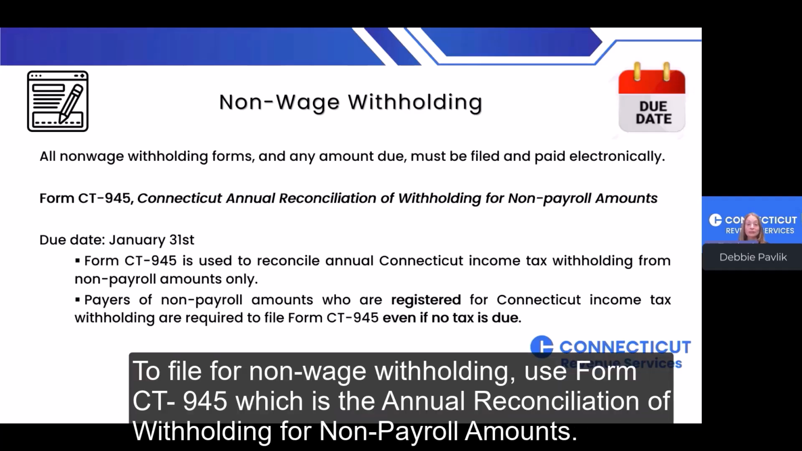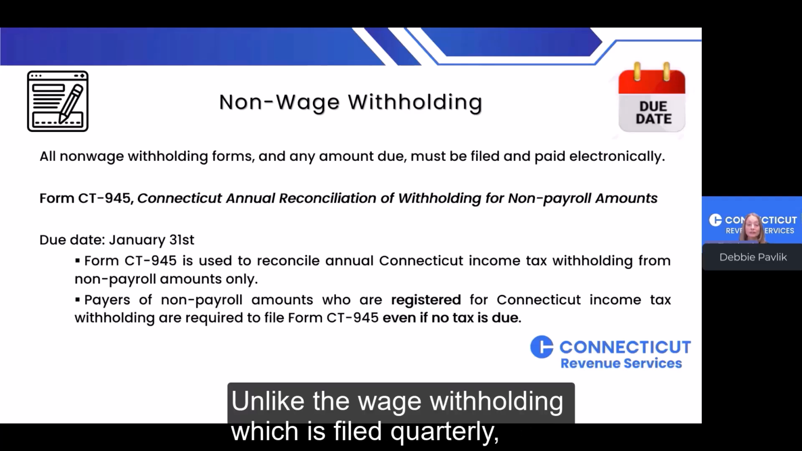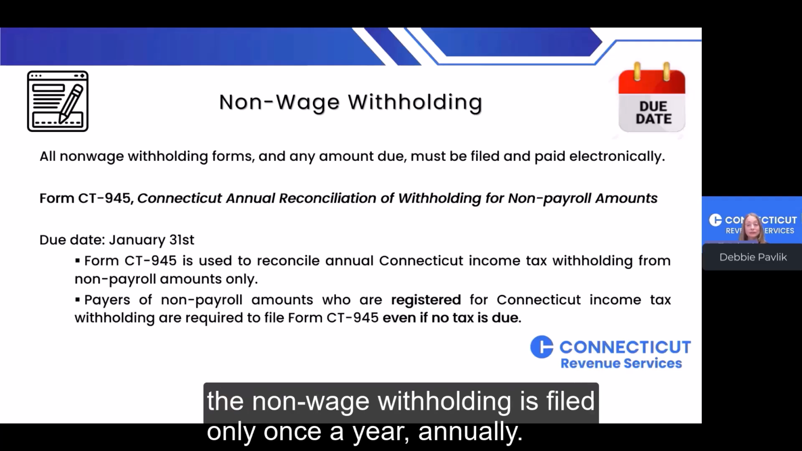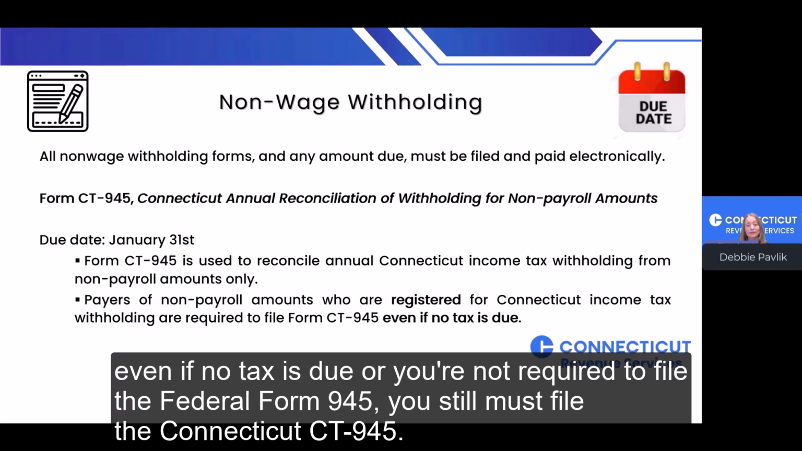To file for non-wage withholding, use Form CT 945, which is the annual reconciliation of withholding for non-payroll amounts. This is due by January 31st. Unlike the wage withholding, which is filed quarterly, the non-wage withholding is filed only once a year, annually. If you're registered for non-wage withholding, you are required to file the CT 945, even if no tax is due, or you're not required to file the federal form 945. You still must file the Connecticut CT 945.